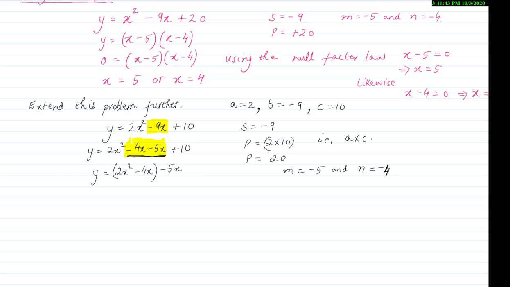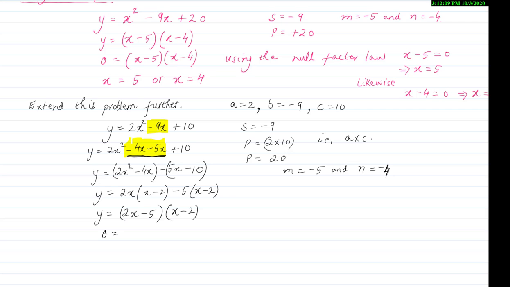And once I have grouped them, then I'll see if I can take a common factor for both these groups. So if I look at the first group, 2x is a common factor that will leave me with x minus 2. And in the second group, negative 5 is my common factor, which also gives me x minus 2. So now 2x minus 5 becomes my first factor and x minus 2 becomes my second factor.